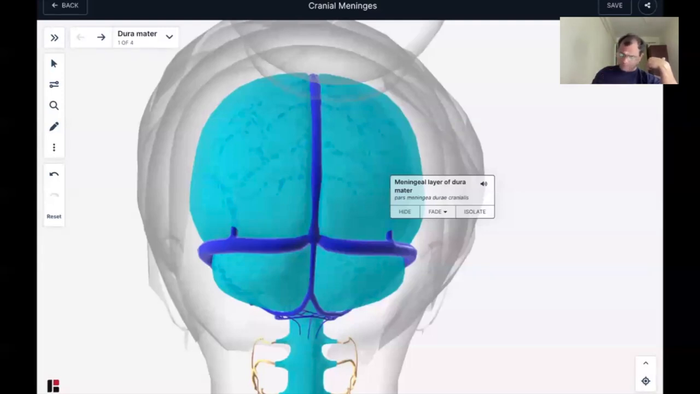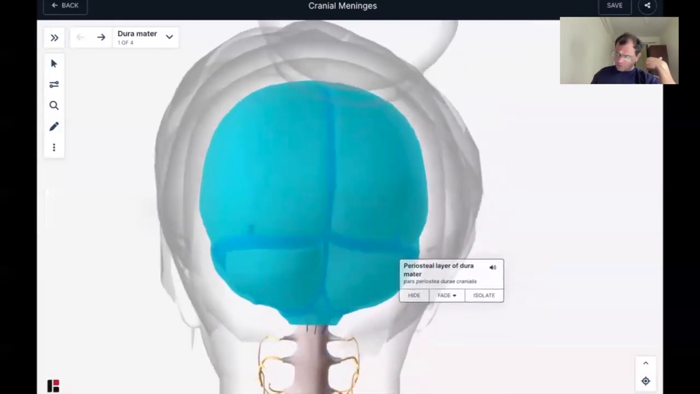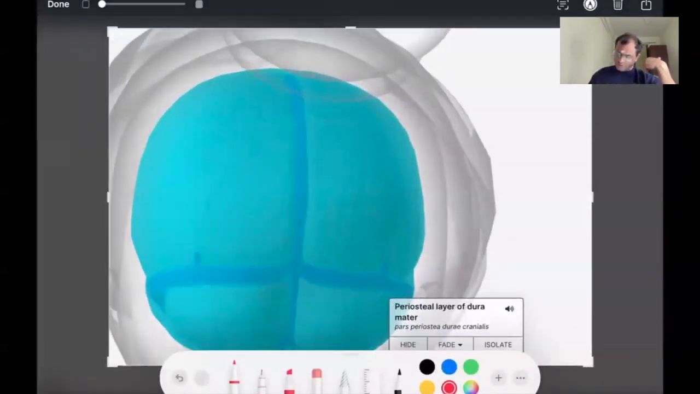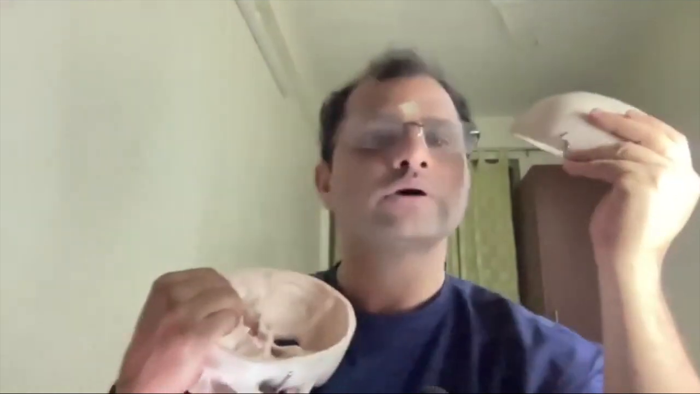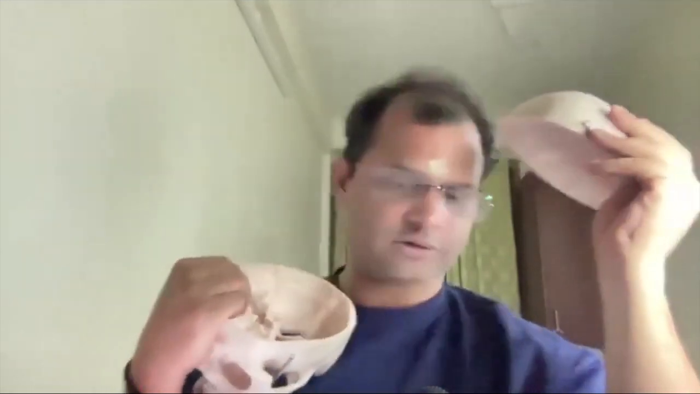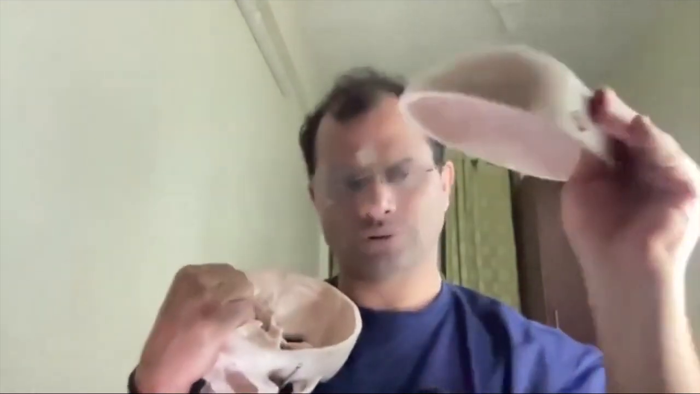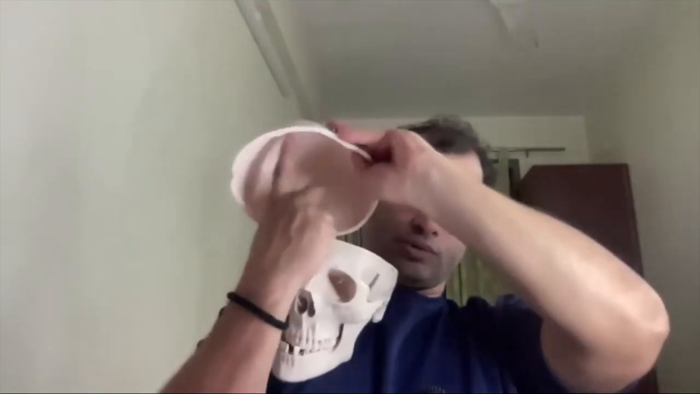Let's go back. The outer layer is called the periosteal layer. The osteo means bone. Why is it called periosteal? Because it is just below the skull. Bone means osteo, like osteopathy, the science of bone. Not only bone, but also joints, membrane, fascia, and all the inner organs: liver, gallbladder, kidney, urinary bladder, all. But osteo means bone. So the layer that is touching the bone is called the periosteal layer of the dura mater.